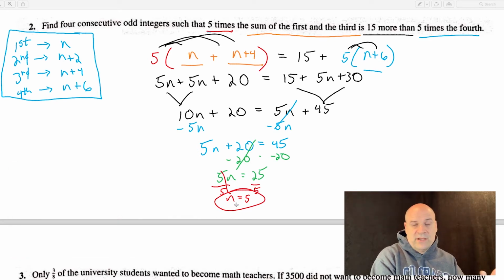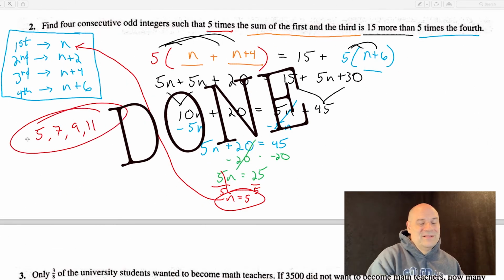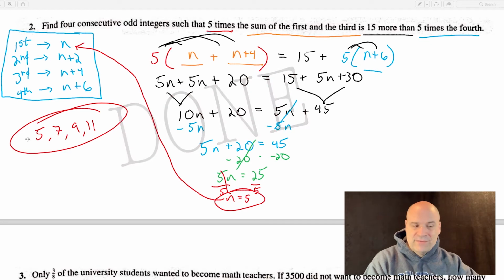Find 4 consecutive odd integers. Well, remember this is the first one. So what are the 4? 5, add 2, 7, add 4, 9, and 11. Okay, that's not too bad, right?